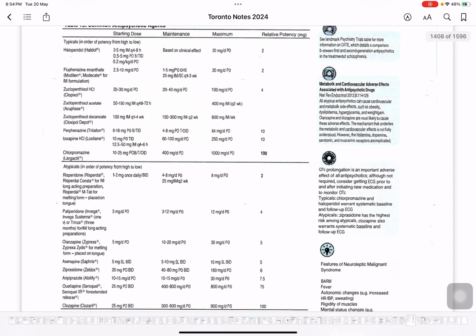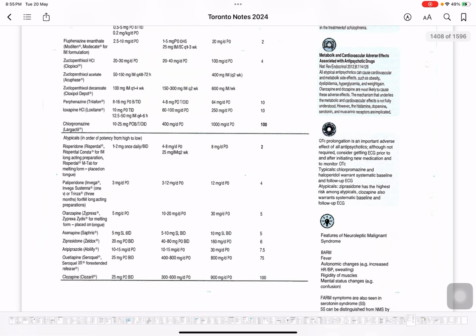Olanzapine is the most common one to cause obesity and metabolic side effects. O for olanzapine, O for obesity. That's how I remember it. So that's a tip because this is usually asked in the exam as well. And clozapine as well is also associated with more cardiovascular and metabolic side effects.